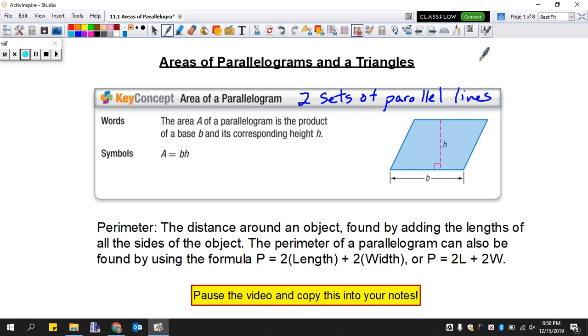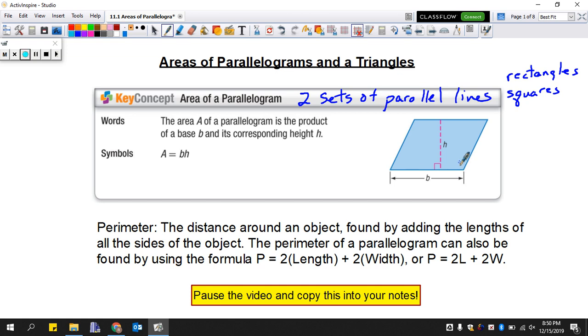Now, these can include ones that look like this, and it can also include things like rectangles and squares, and so on. But you have to have opposite sides that are parallel. So to find the area of a parallelogram, you take your base and multiply it times the height. Just base times height. That's all there is to it.